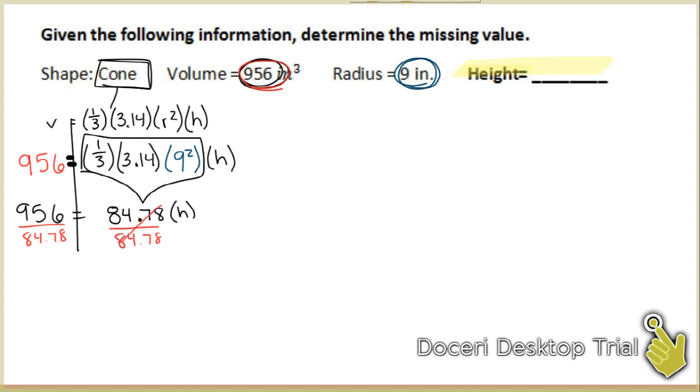So that's going to eliminate our 84 and 78/100 on the right side, meaning that all that's left over there is h. That also leaves me with 11 and 3/10 on my left side. So what I have just figured out is that the height, so I'm going to come back up here to the blank, is 11 and 3/10, and I have to get my label as inches. That should have been my final answer.